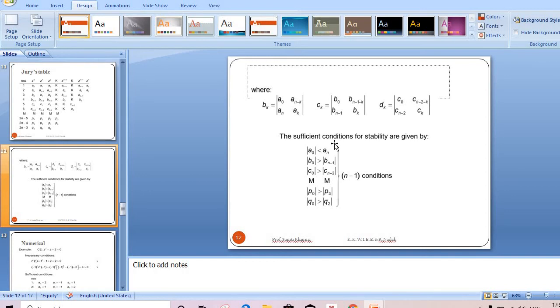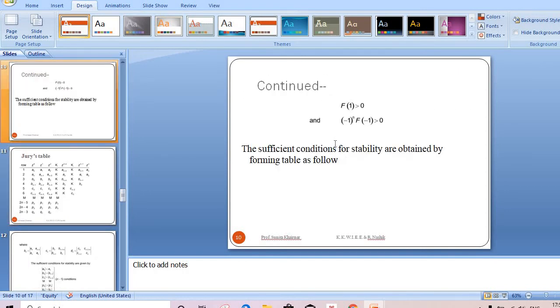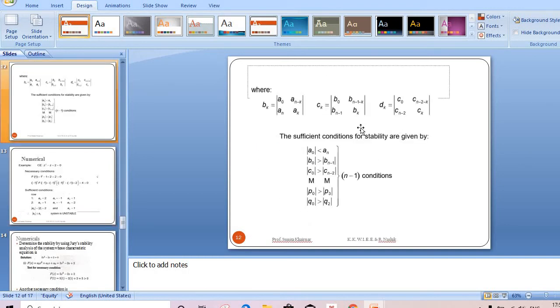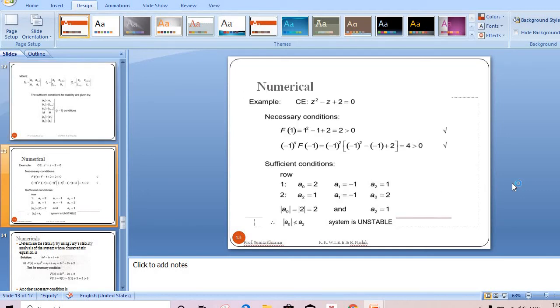So by Jury stability there are two sets of conditions. First are the necessary conditions; these two are the necessary conditions. And what are the sufficient conditions? These are the sufficient conditions, known as the n minus 1 conditions. We will clear this by taking a simple numerical.